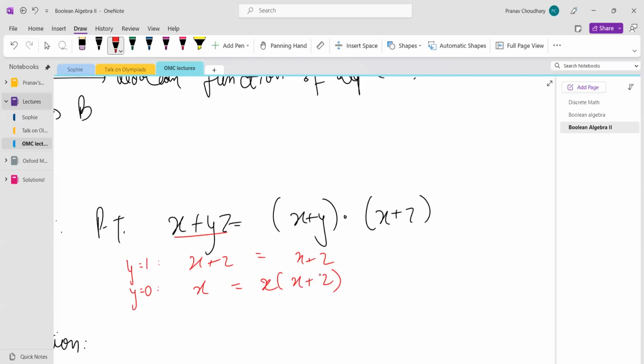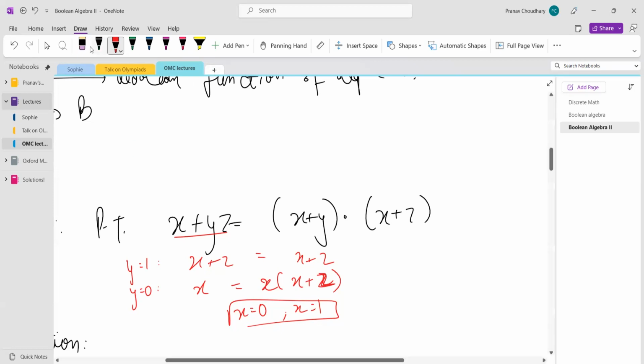If x is zero, then both sides become zero, and if x is one, then both become one. Yeah, you consider these two. Cool. Yeah, this proof works. This is basically the same as constructing a truth table, but you're basically just ignoring the z thing because you do not need that.